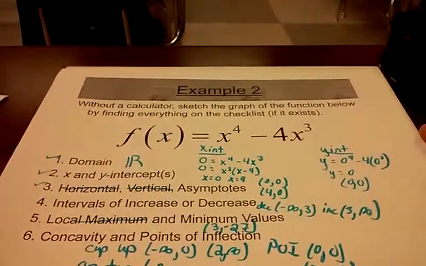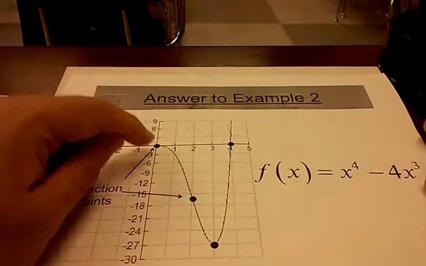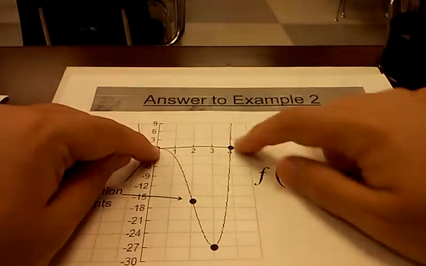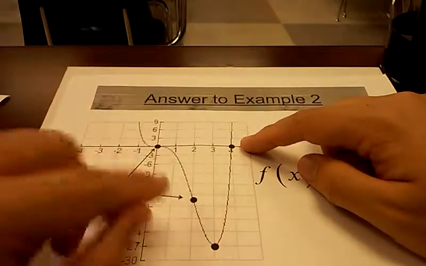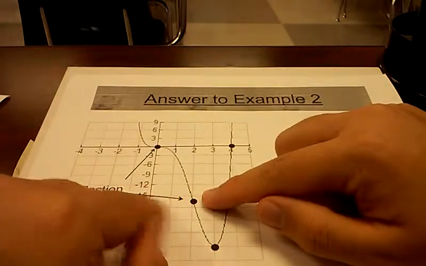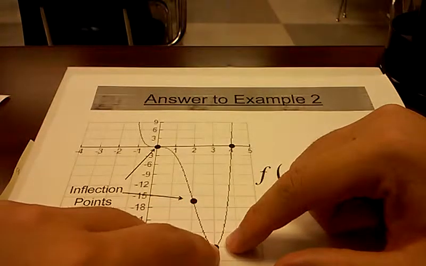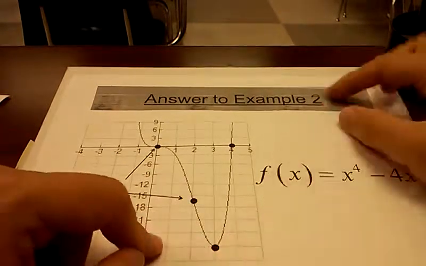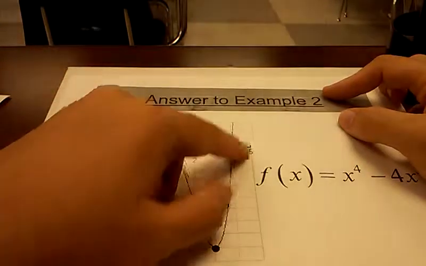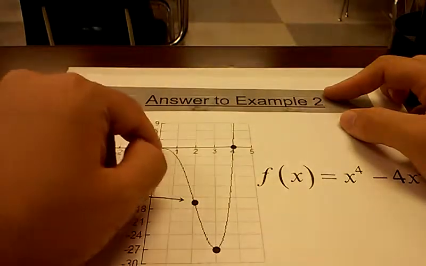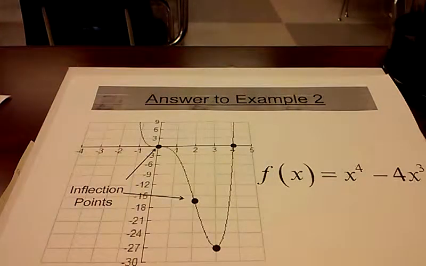And actually, I've already got it on the next slide. And this would be it right here. Notice that the x-intercepts are at 0, 0, and 4, 0. Notice that there is a point of inflection at 0, 0, and 2, -16. There's also a minimum value at 3, -27. And then notice that the graph is decreasing, decreasing, then increasing. And then notice it's cup up, cup down, and cup up. So we were able to use all that information to sketch a graph of the function.